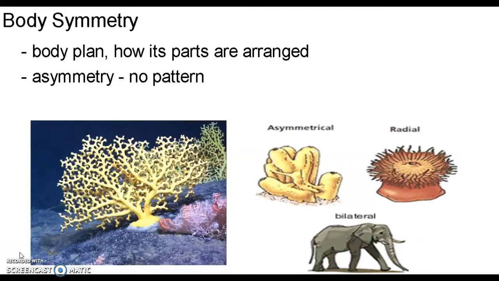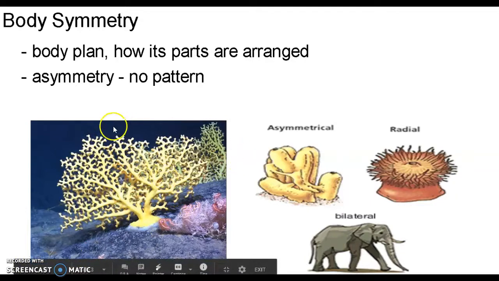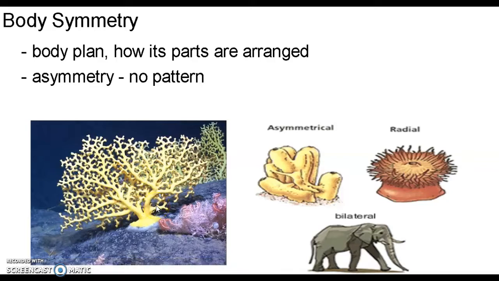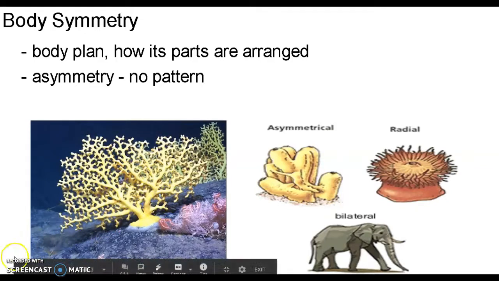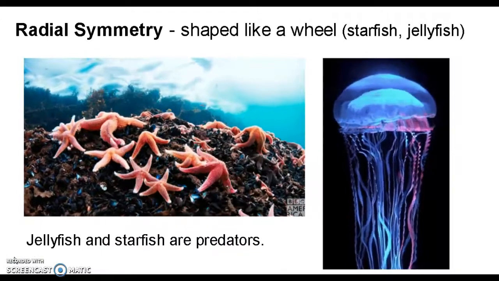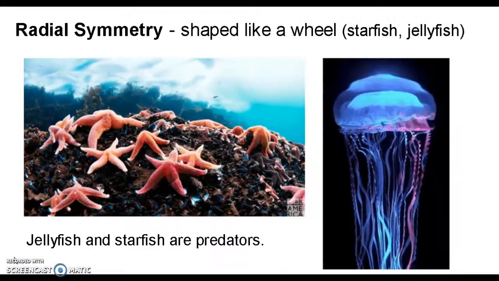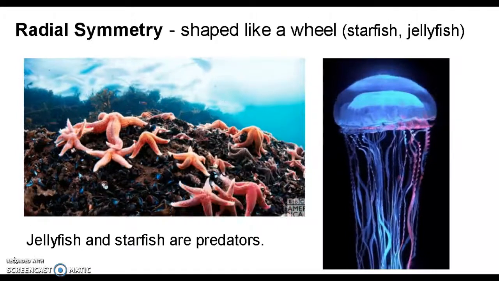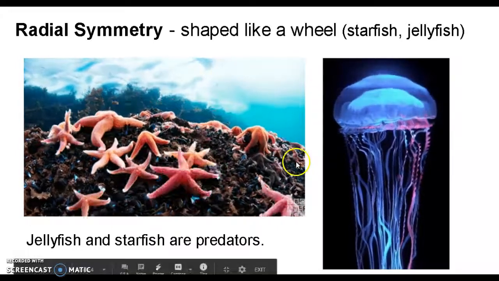One of the first features to evolve in animals is body symmetry. The body plan is how its parts are arranged. Some animals, like sponges and corals, are asymmetrical. There's no pattern to their body plan. Other animals have radial symmetry. This is shaped like a wheel or round. So for example, jellyfish have radial symmetry.